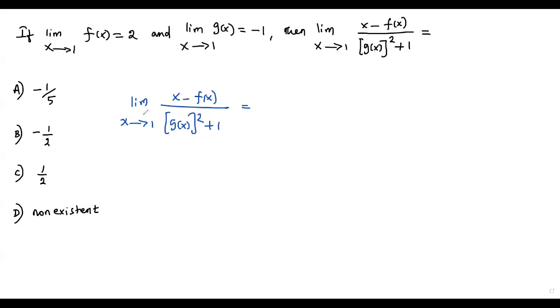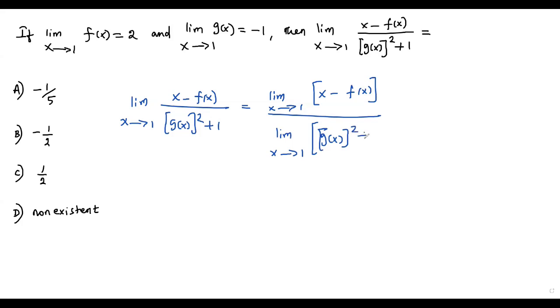So whenever we take a limit for a rational function, we can distribute the limit over the numerator and denominator. Then I'm getting the limit as x approaches 1 of (x - f(x)), and in the denominator we have the limit as x approaches 1 of (g(x))^2, plus 1.